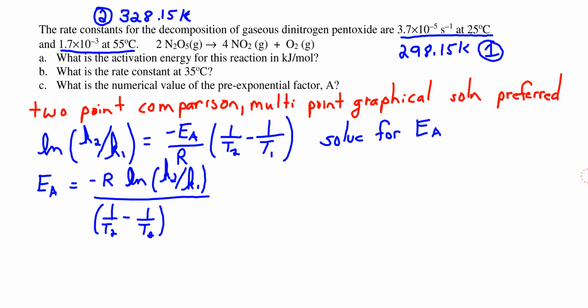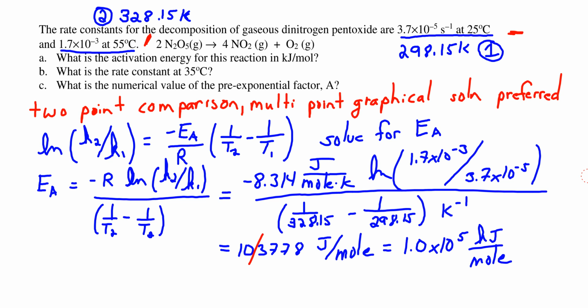We have applied our 2-point Arrhenius equation and solved for EA. So what we need to do is be careful to make sure that we're keeping straight condition 2 from condition 1. And we just plug and chug. Alright, so once we have it set up, it's just a calculator skill exercise.